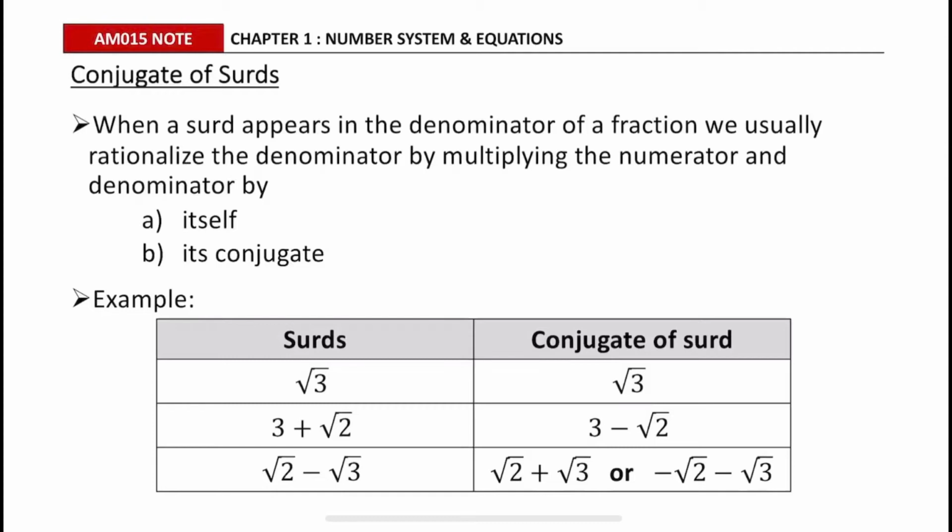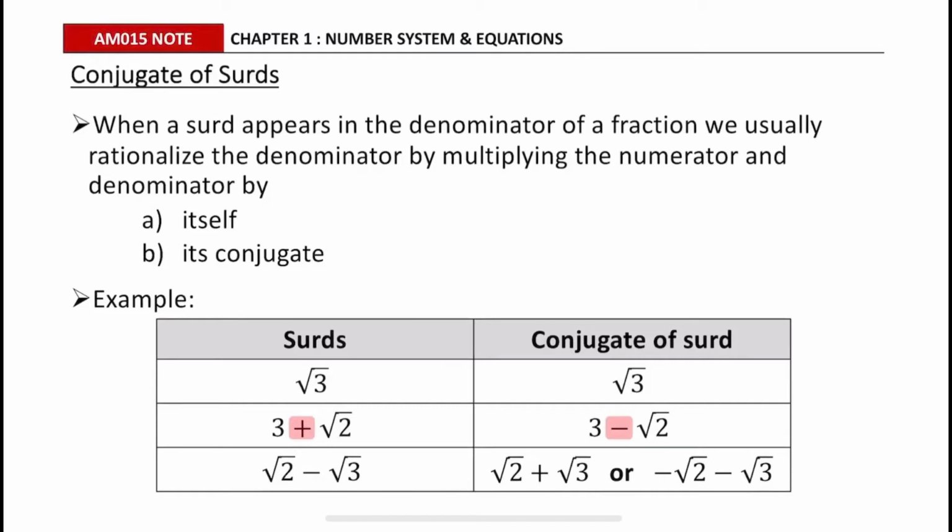When there are two terms like 3 plus square root of 2, where only one of the terms is a surd, then the conjugate is 3 minus square root of 2. This means that we change the sign of the surd from positive to negative.